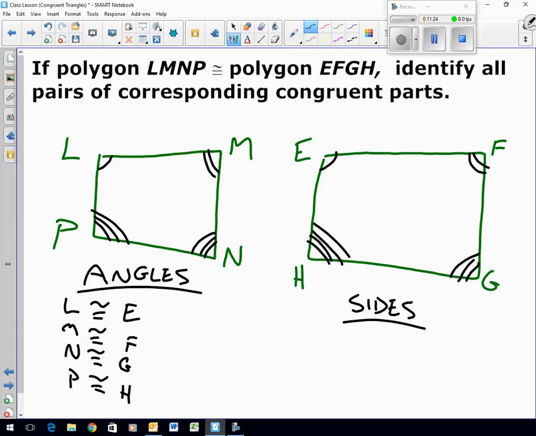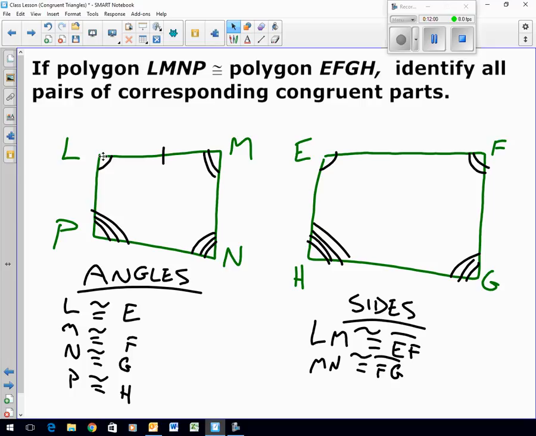Okay. From L to M would be congruent to what part over here? E to F. About the right side. That's it. M to what? M to N, congruent to what? F to G. And so on and so forth. N to P, G to H, P to L, H to E. Those are the corresponding angles and corresponding sides.